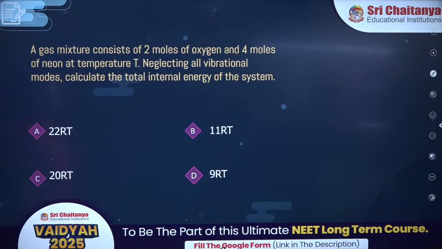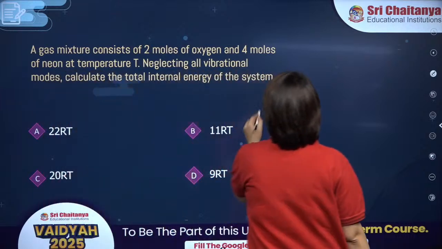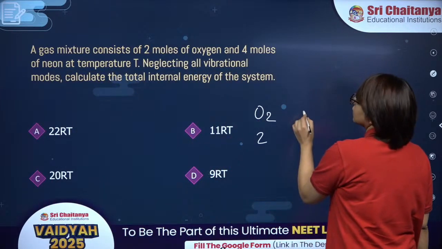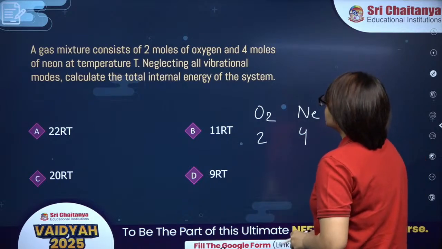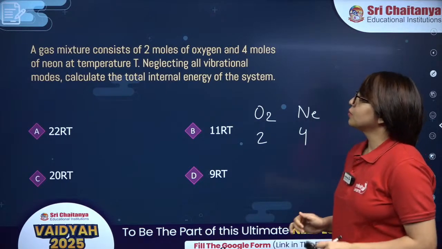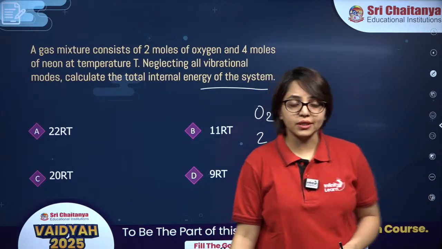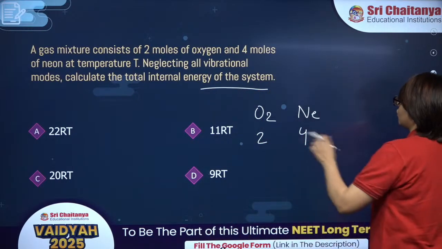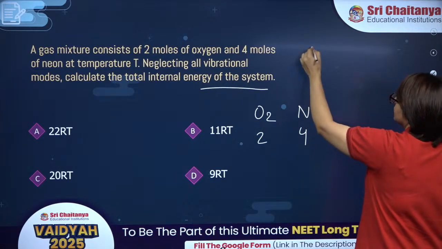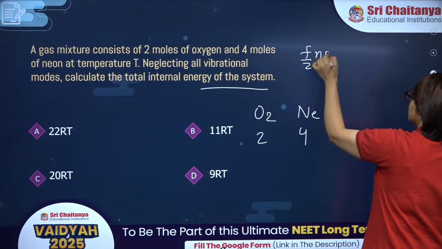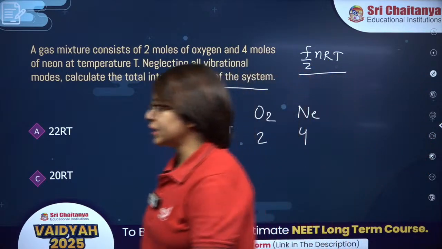Next is this one. A gas mixture consists of 2 moles of oxygen and 4 moles of neon. At temperature T, neglecting all vibrational modes, calculate the total internal energy of the system. You have to find the total internal energy of the system. So, internal energy of the gas having n moles and degree of freedom F is F by 2 nRT. Okay. Chaliye, try this one.